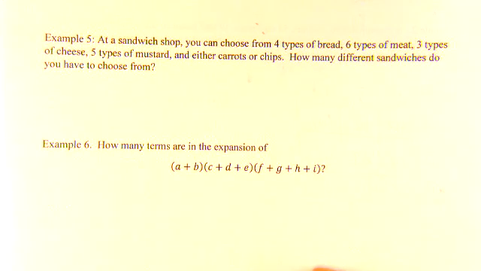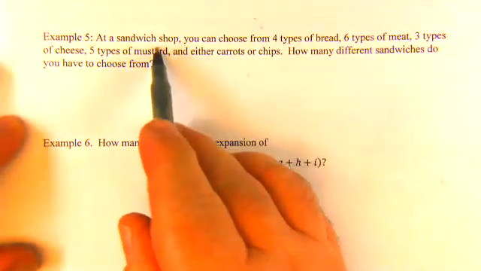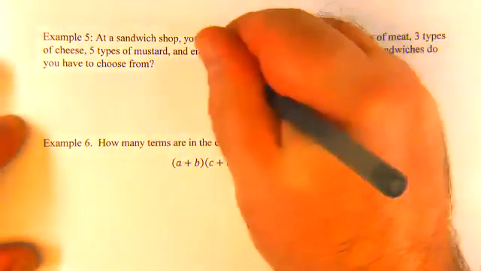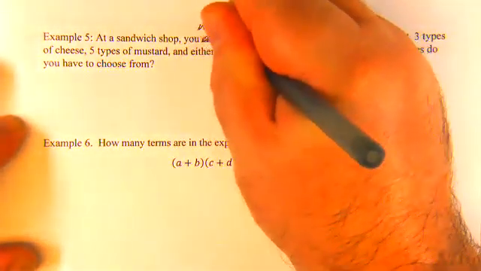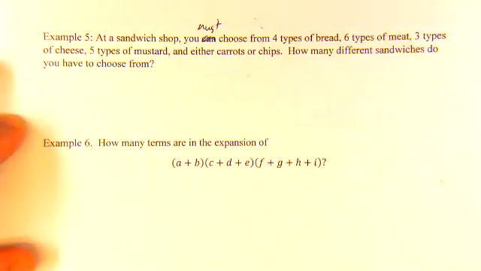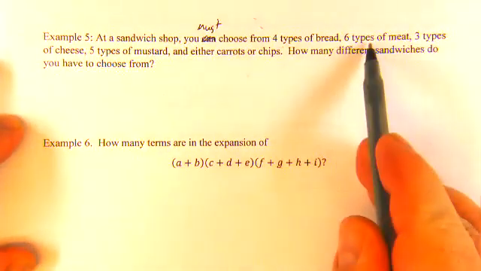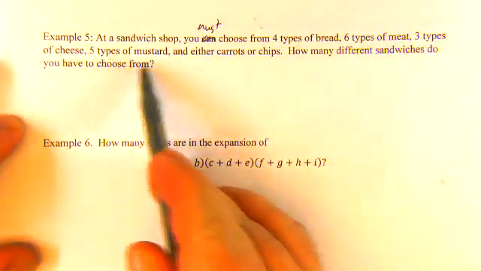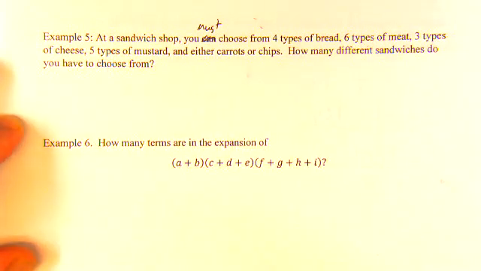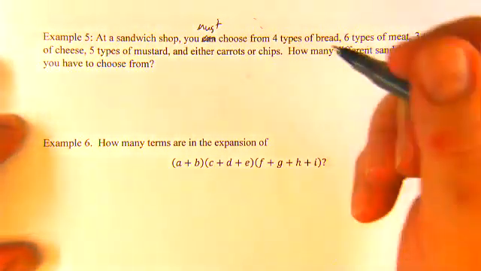Suppose this sandwich shop, like Subway or something. Incidentally, if you want to see a weird problem, look online for how many sandwiches are available at Subway. It's a tricky counting problem. But at a sandwich shop, you have to, we'll change that to must, a very strict sandwich shop. You must choose from 4 types of bread, 6 types of meat, 3 types of cheese, 5 types of mustard, and either carrots or chips. So how many different sandwiches plus a side do you have to choose from?